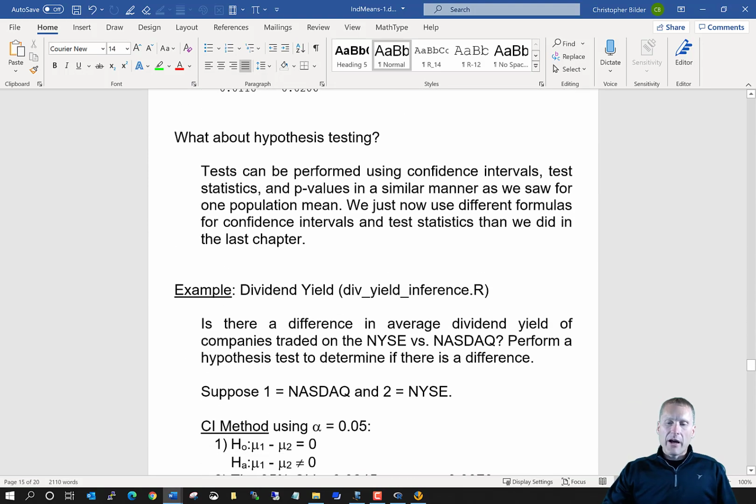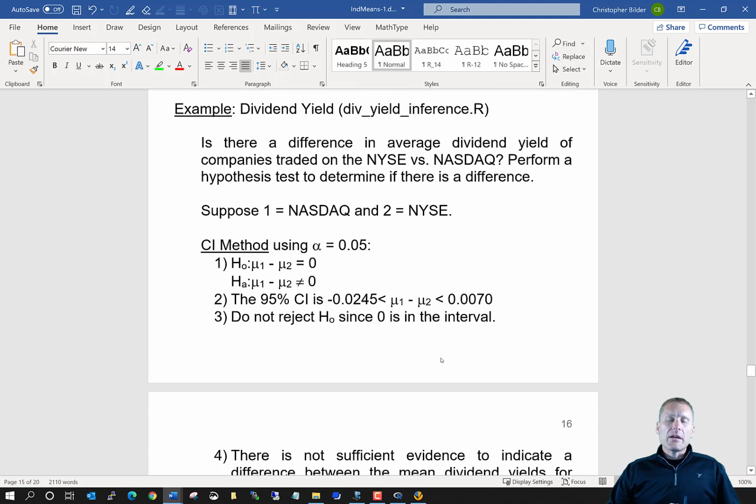Okay, so what about hypothesis testing? Well, we can do it just like what we did before. Now we just make those same corresponding changes. So with respect to the confidence interval method for a hypothesis test, we simply state our hypotheses, and I'm pretty sure that in our class we will always look for mu1 minus mu2. We'll always do that comparison with respect to 0. There's very few situations, and to be honest, I can't think of any off the top of my head, where you would want to do something other than 0 there.